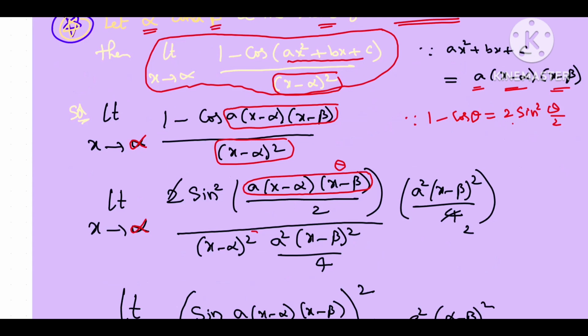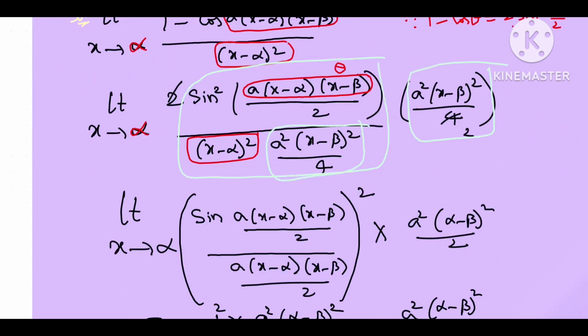Here we should multiply and divide with a square into x minus beta whole square by 4. So why? Because here, according to the sandwich theorem, this value is how much? 1 square. So next step written. Limit extends to alpha, sine of a into x minus alpha into x minus beta by 2, by a times of x minus alpha into x minus beta by 2 whole square. So what is here? a square into, in the place of x, right? Here x reaches alpha, x place in that alpha. So a square into alpha minus beta whole square by 2.